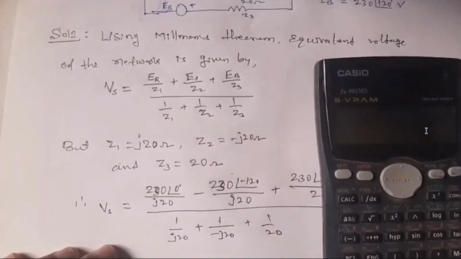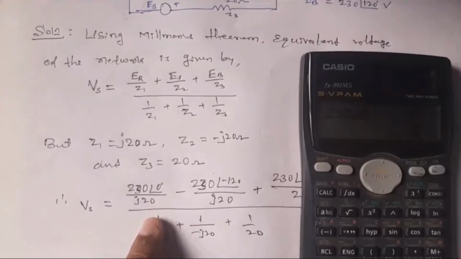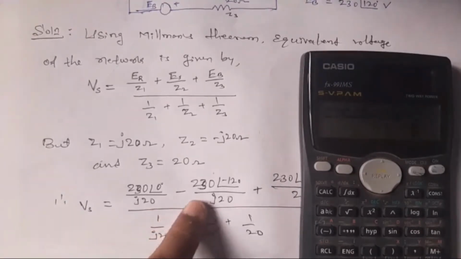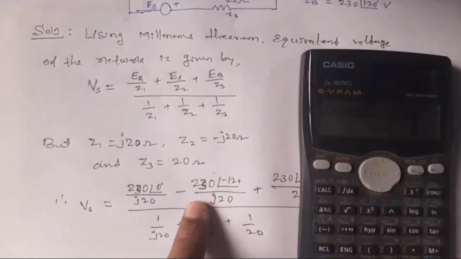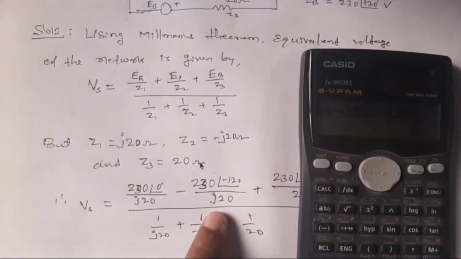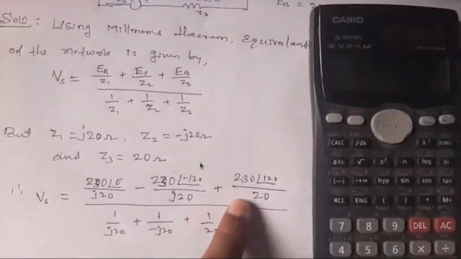Right. So here I'll write 230 angle 0 divided by, say, 20i. Okay, say minus of 230 angle 0 is nothing but 0 only, this is just 230 only, but this is angle minus 120 divided by 20 pi plus of 230.